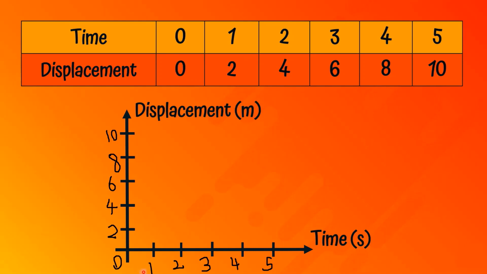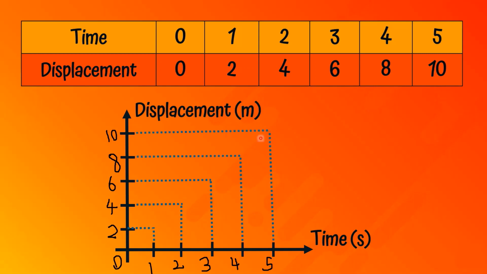In 0 seconds 0 meters, it's here, and in 1 second 2 meters, like this, and in 2 seconds 4 meters, and in 3 seconds 6 meters, and in 4 seconds 8 meters, and in 5 seconds 10 meters. So our graph is like this, a slant line like this. So we learned that we can calculate the velocity if we get the gradient of this graph.